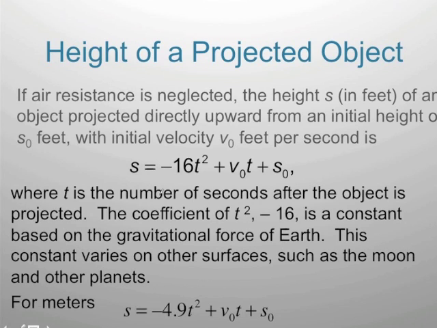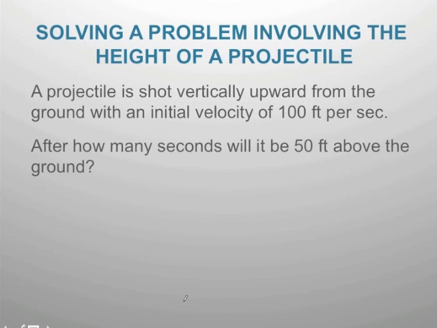In meters, instead of the negative 16, it's negative 4.9. It's a gravitational force. Use this equation. A projectile is shot vertically upward from the ground with an initial velocity of 100 feet per second. So this 100 feet per second is my v sub 0. It's from the ground, so my s sub 0 equals 0. After how many seconds will it be 50 feet above the ground? So that is my s. That's the height I'm looking for.